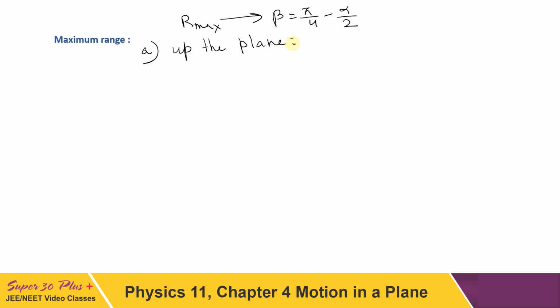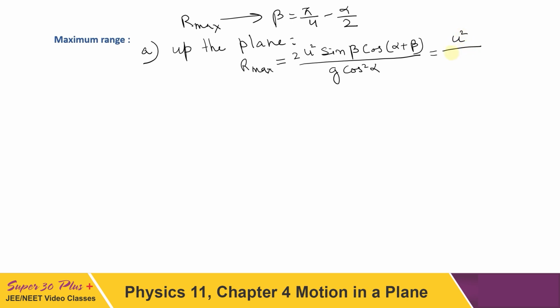So, range varies in both the different cases. First, I am considering the projectile being thrown up the plane. R max would be, already we have the formula, 2u² sin β cos(α + β) upon g cos² α. That will be equal to u²/g (1 + sin α) on solving the expression. This will be the final expression for maximum range if the projectile is thrown up the plane.